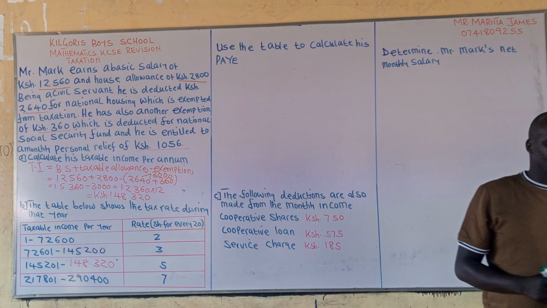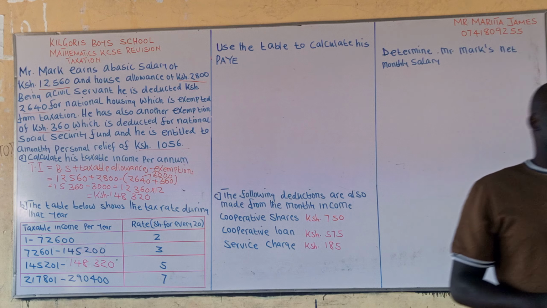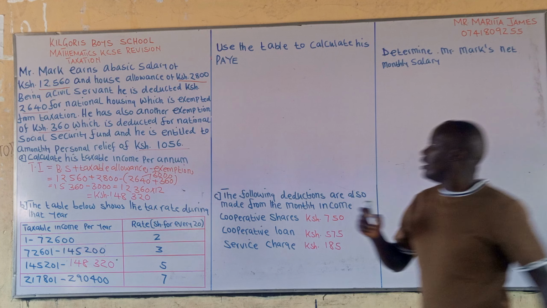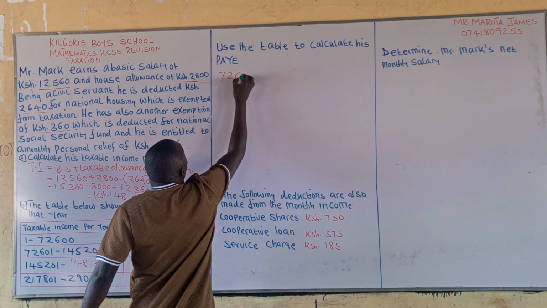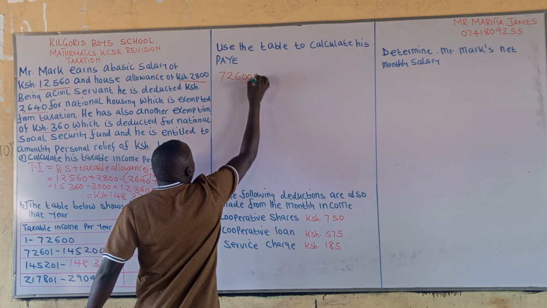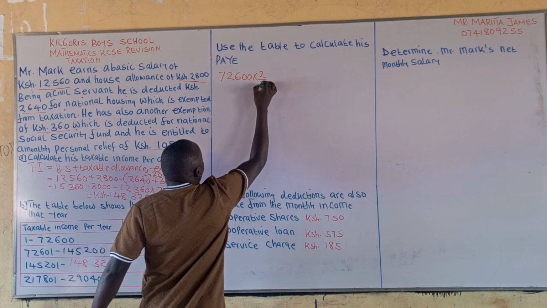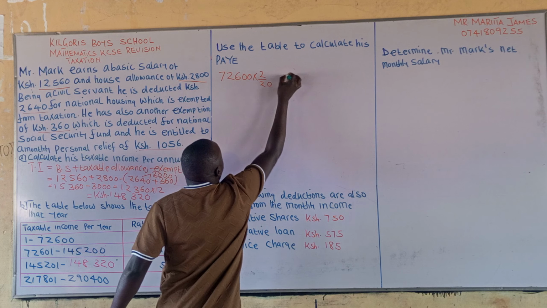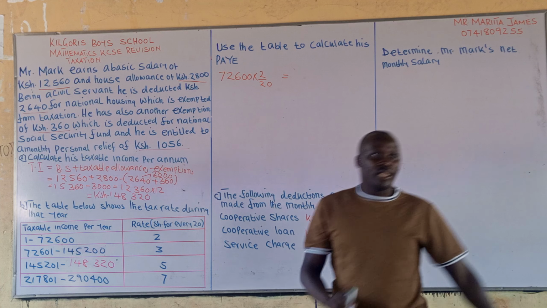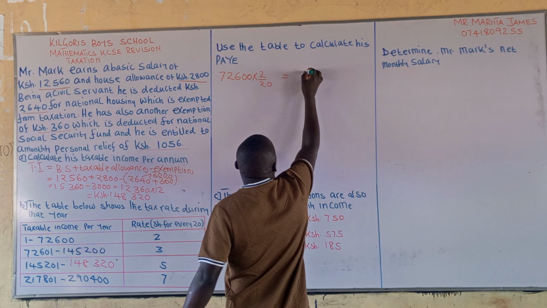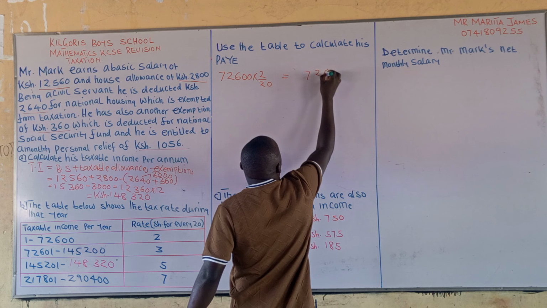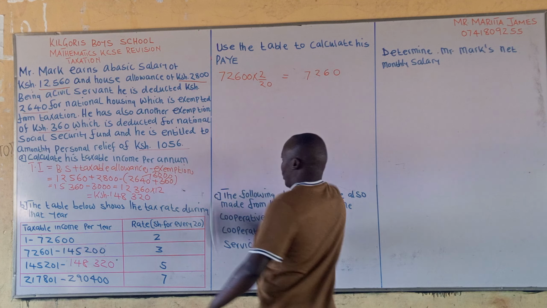So in the first case, we have 72,600. The rate is 2 shillings for every 20. If we calculate this, the first slab gives us 7,260.